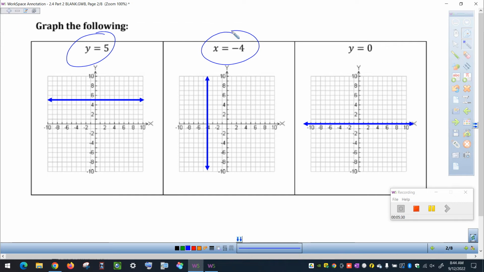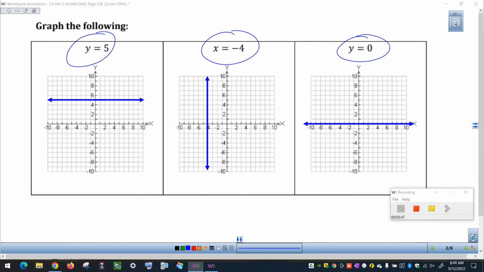Now we had an interesting one here at the end. We're back to a y equals, so it's going to be horizontal just like the first one. But because it is y equals 0, well, if we think about where the y value is 0, that's actually right on top of the x-axis. So if we think about how the y values are labeled, we have like +1, +2 above the x-axis. Then we have -1, -2 below the x-axis. So what has to be right halfway in between is the value of 0. And so that's an interesting one.